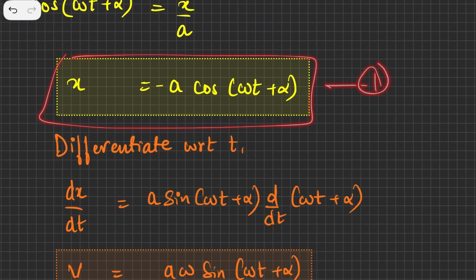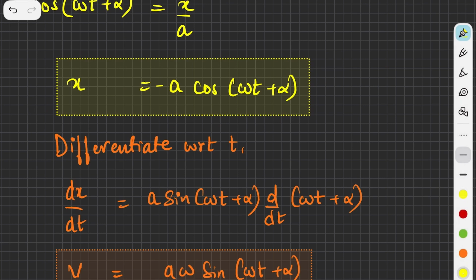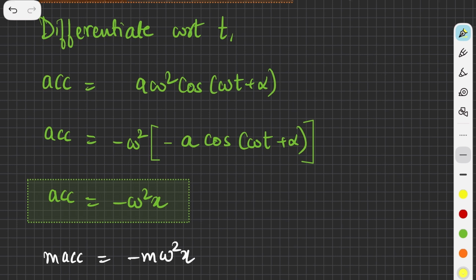So if I call this equation as equation number 1, then I can say that okay, this is coming from equation 1.